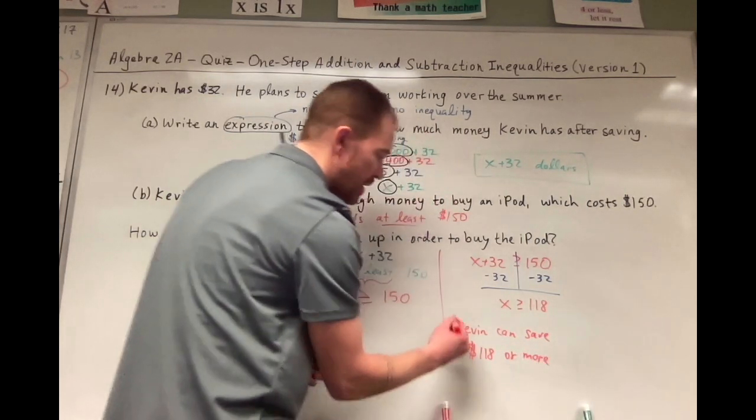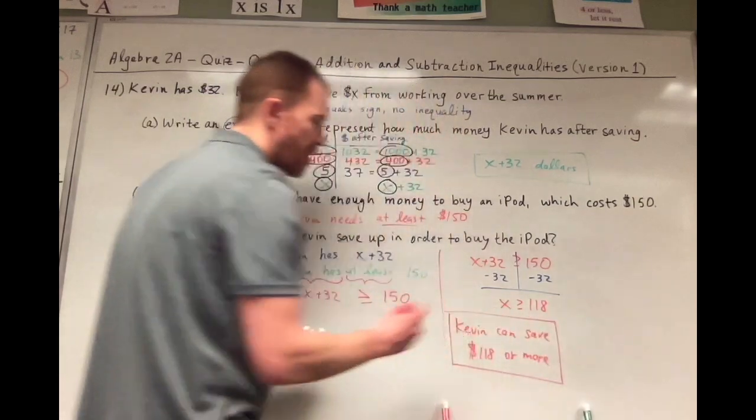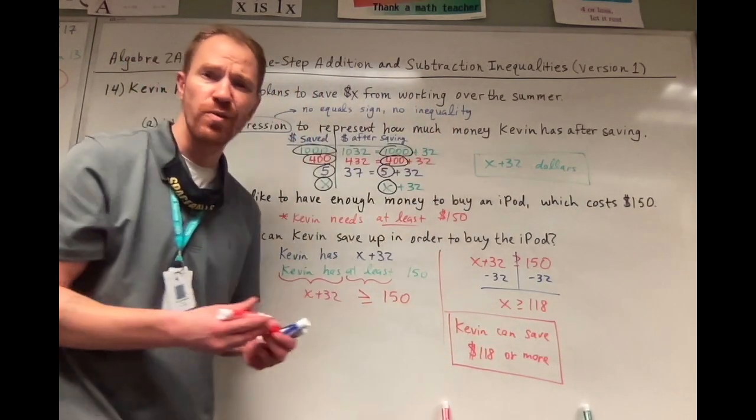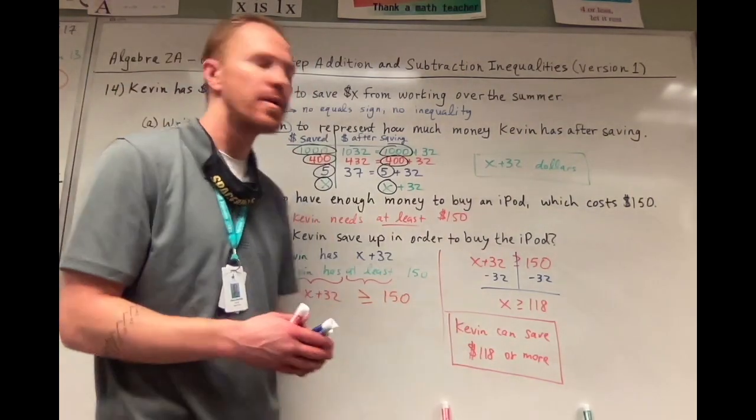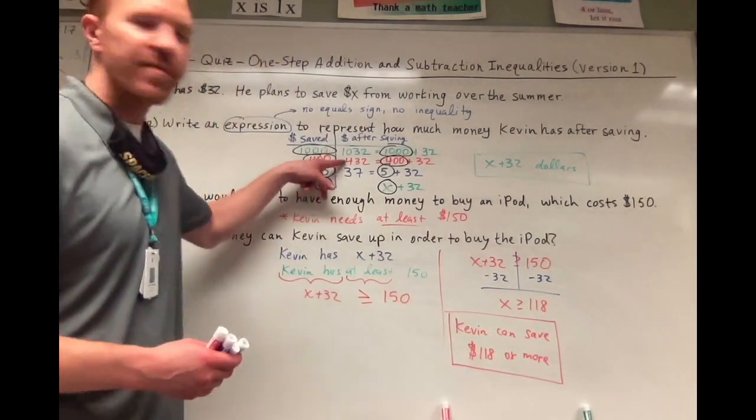It doesn't have to be exactly 118. I save up 118 bucks, put that with the 32 I've got. Hey, boom, I got 150 exactly. But what if you want to save up 200? What if you want to save up 400? I'll have enough to buy the iPod.